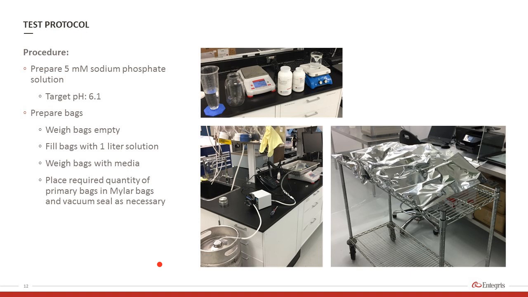The protocol is as follows. Prepare a 5 millimolar sodium phosphate solution with a target pH of 6.1. Then we prepared the bags. First, the bags were weighed. The bags were then filled with 1 liter of solution via scale and peristaltic pump. Bags were weighed post-filling, and then a portion of the filled bags were placed into the Mylar bags and vacuum sealed.